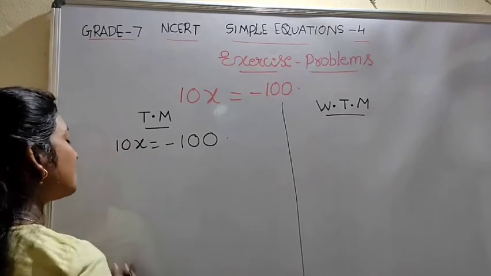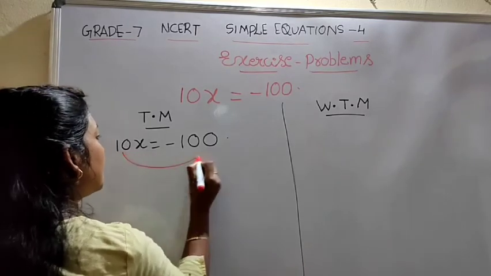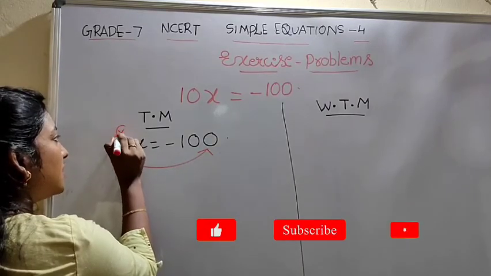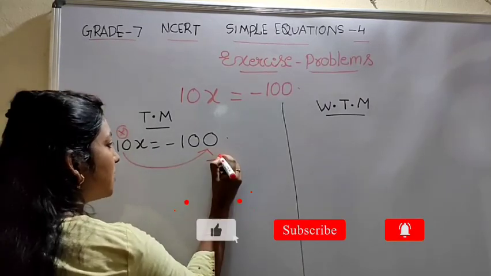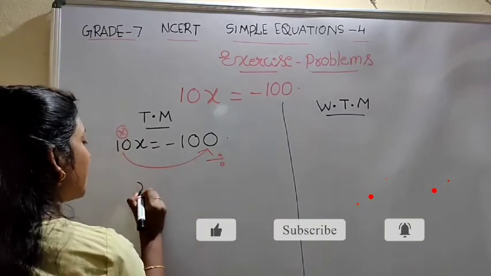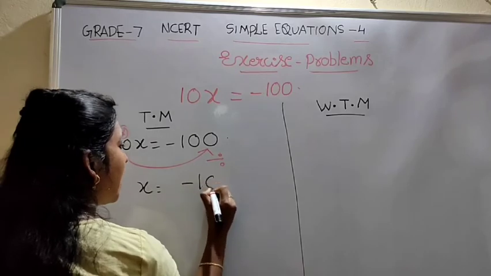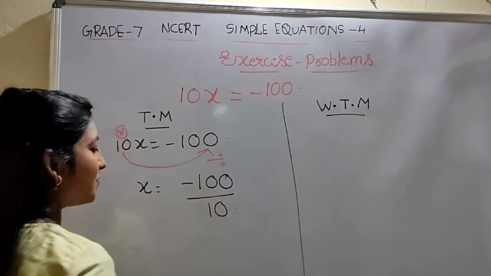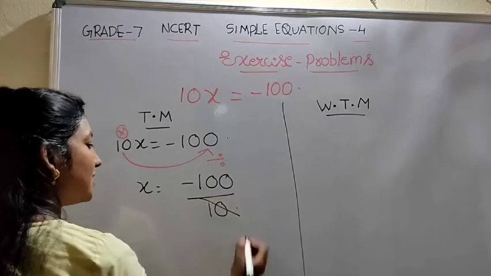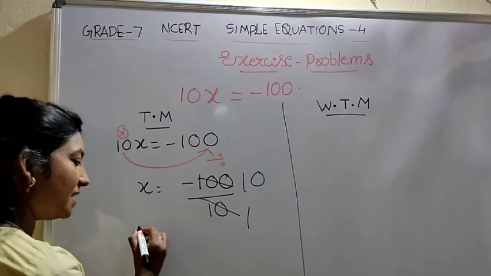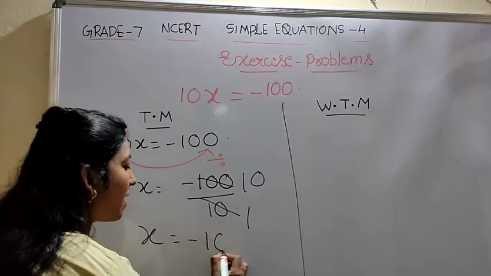So I am transposing this to the right hand side. While I am transposing, here it is performing multiplication. When it comes to this side, it will do division. So now let us see it. x equals minus 100 divided by 10 as it has transposed, and we know how to cancel it. 10 ones and 10 tens are 100. So our answer is x equals minus 10.